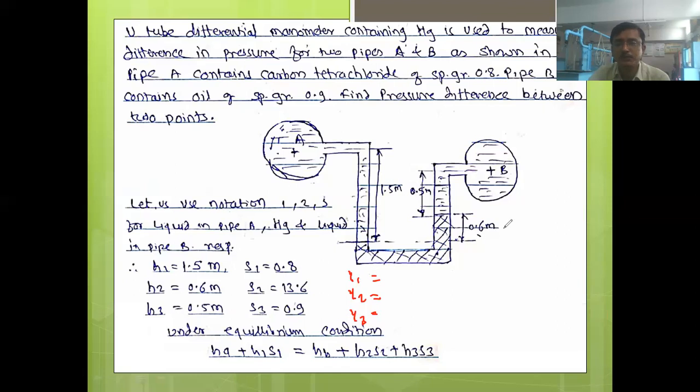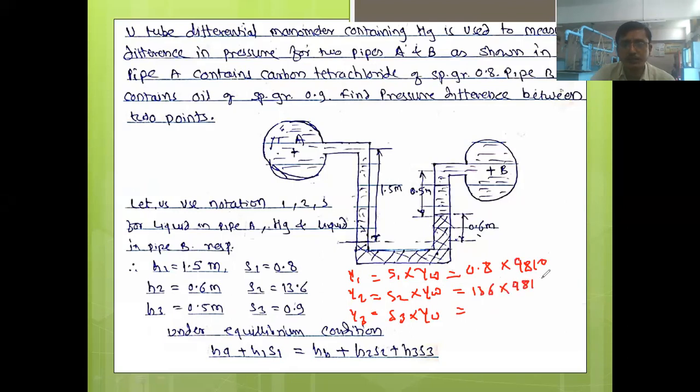What is the value of gamma 1 here? Who will tell me how to find that? S1 into gamma W. Correct. Similarly, here S2 into gamma W, and here S3 into gamma W. So you will get gamma 1, gamma 2, gamma 3 values. Find that out. For S1 it is 0.8 into 9810. Here S2 is 13.6 into 9810, and here 0.9 into 9810. Okay, so do the calculation and find the values.